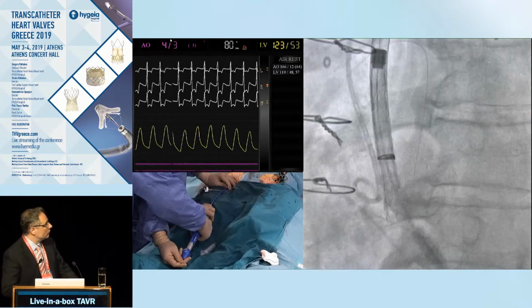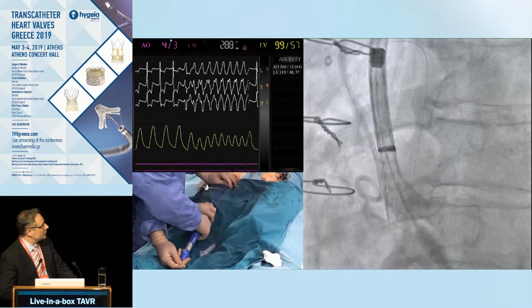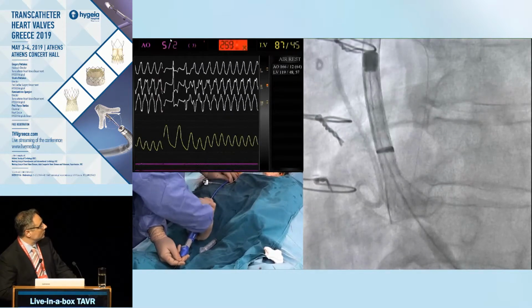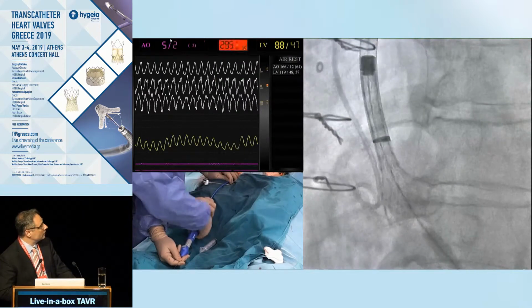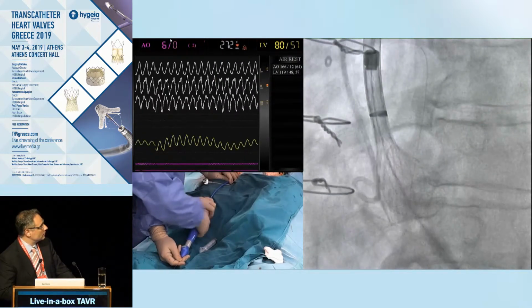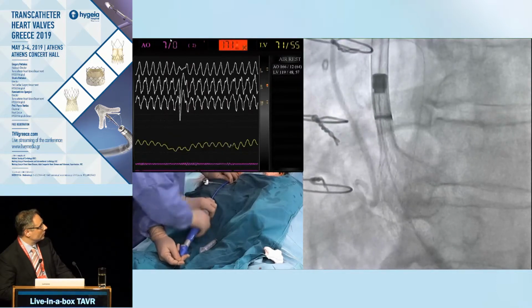Usually we don't need rapid pacing during such a procedure. We want to avoid rapid pacing. We know according to data that multiple rapid pacing can affect mortality. However, in that case, it was important to stabilize, to eliminate the movement due to the cardiac output.